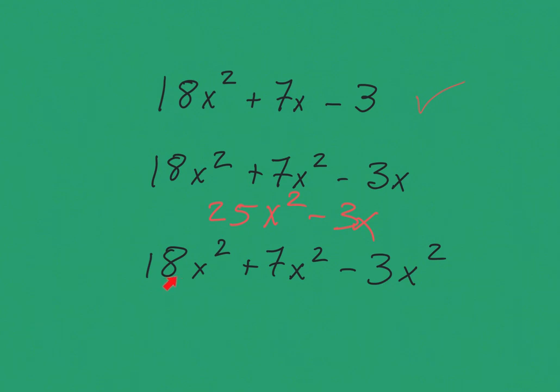Finally here, now we have all three of these. We have 18x squareds, we have 7x squareds, we have negative 3x squareds for a grand total of 22 x squareds. All right, in this case, then they're all counting how many x squareds that we have.